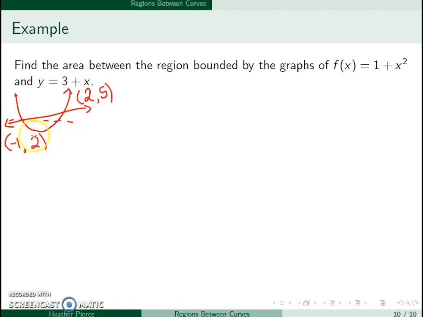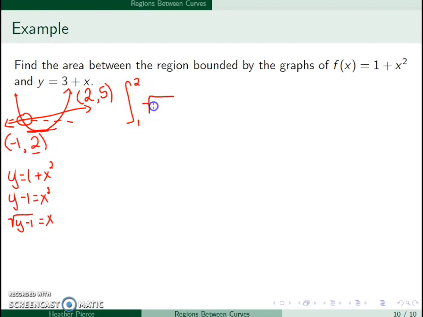Here's my dotted line. So we'll have the bottom region and the top region. The bottom region runs from this point, which is 1 in the y-coordinate, up to this point, which has a y-coordinate of 2. And this bottom region only deals with our first function, y equal to 1 plus x squared. We can subtract 1 and take a square root to get our function in terms of y. So this is the square root of y minus 1 dy.